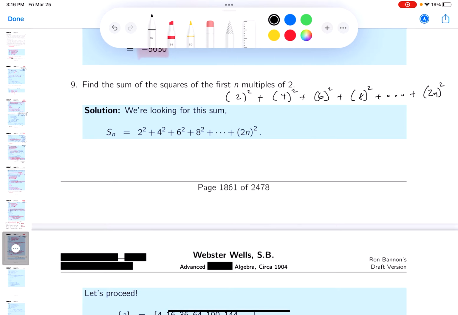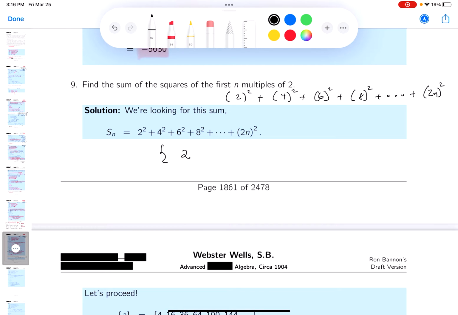Now, by the way, there's things you could do here. The sum of the squares, we've done those before, right? We could actually probably use that formula. But right now, let's not worry about that too much, and let's do it the way Wells would want us to do it. We would write down the sequence. And what's the sequence going to be?